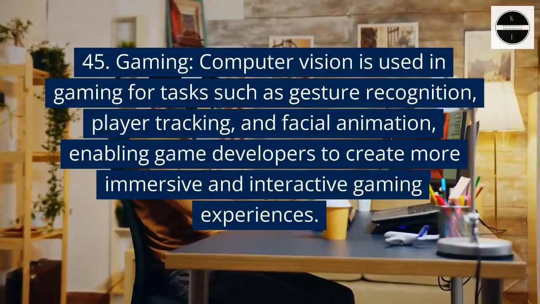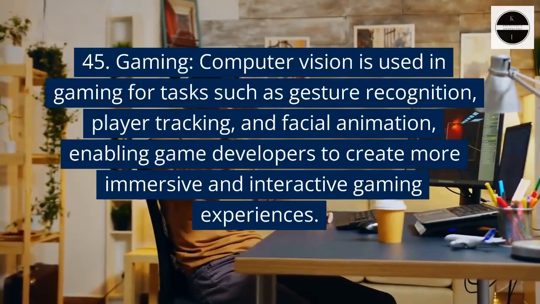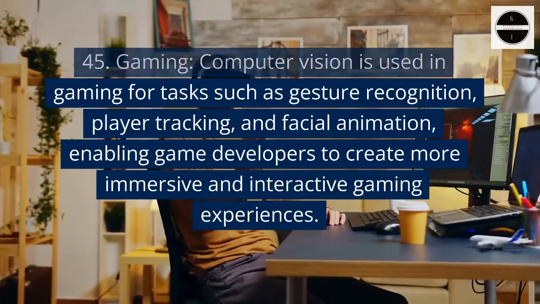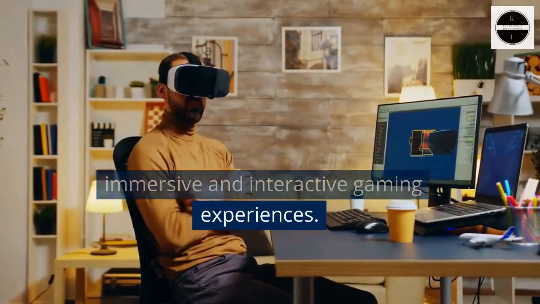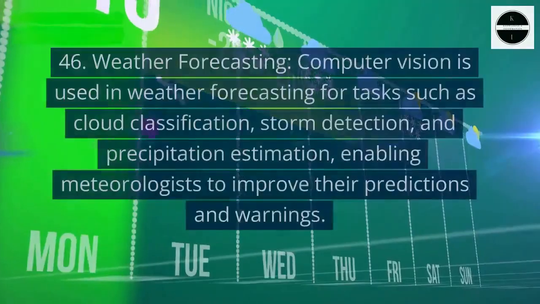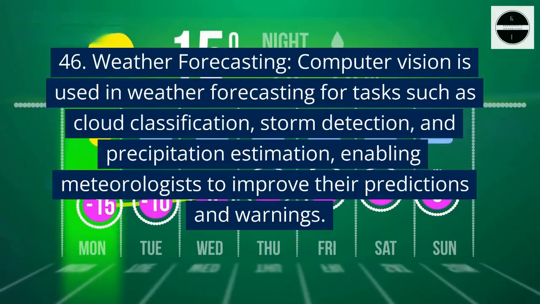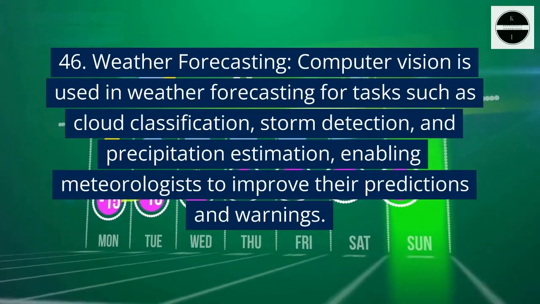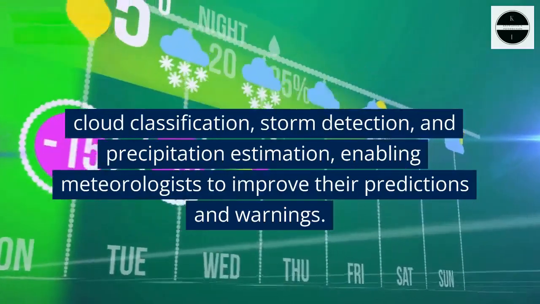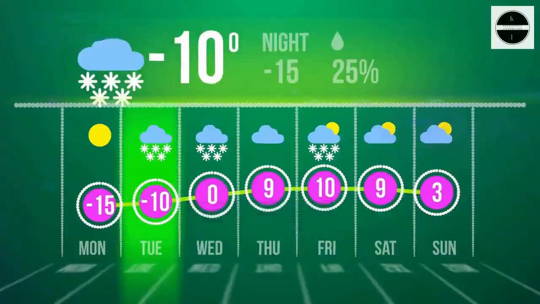45. Gaming. Computer vision is used in gaming for tasks such as gesture recognition, player tracking, and facial animation, enabling game developers to create more immersive and interactive gaming experiences. 46. Weather forecasting. Computer vision is used in weather forecasting for tasks such as cloud classification, storm detection, and precipitation estimation, enabling meteorologists to improve their predictions and warnings.